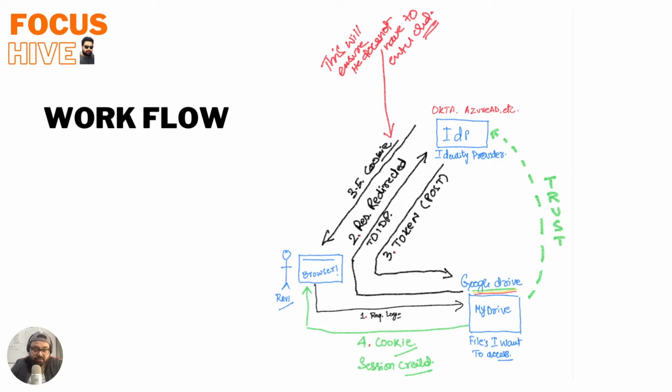Now over here, this is the user, Ravi, me, and I have a browser. All right. Now I need access to my drive, and there are files that I want to access. So I'm going to make a login request, right? So I type in mydrive.com or drive.google.com and make a login request. Now Google will need to identify me, that it's really me who's accessing the data.